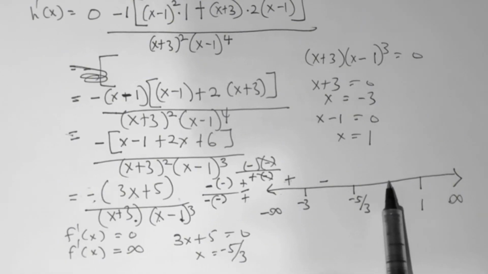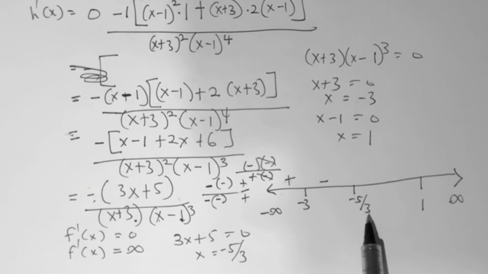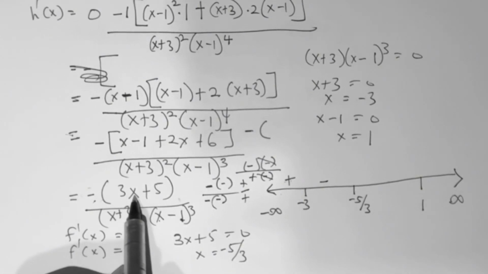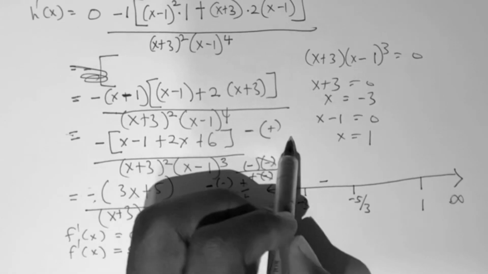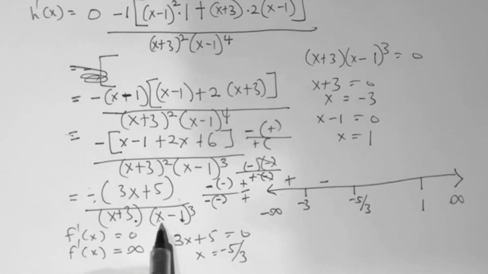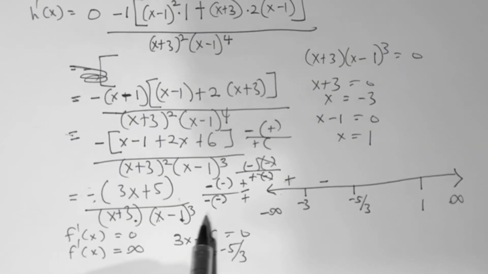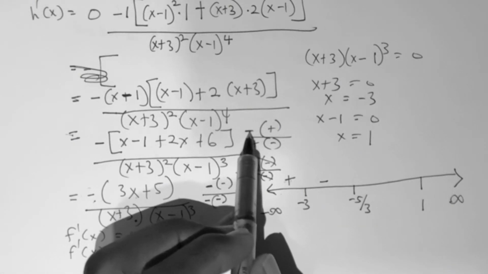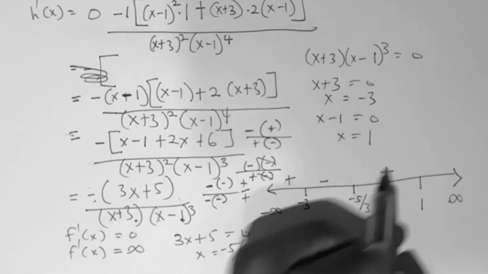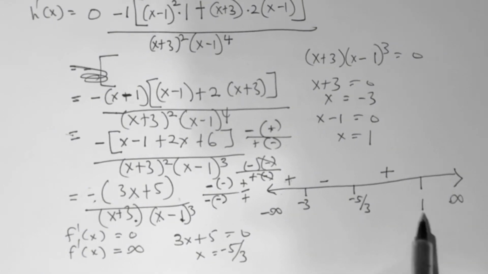And then now, let's come to this region, a value between −5/3 and 1. Let's take 0. So we have negative here. Now, if you put 0 in this equation, 3 times 0 is 0 plus 5. So this is a positive value. Then 0 plus 3 is a positive value. Then times 0 minus 1 is −1 cubed, still a negative value. So at the end of the day, it becomes negative times positive is negative, divided by negative times positive. So this is a positive region, or a region greater than 0. Now let's take a value greater than 1, for example 2.